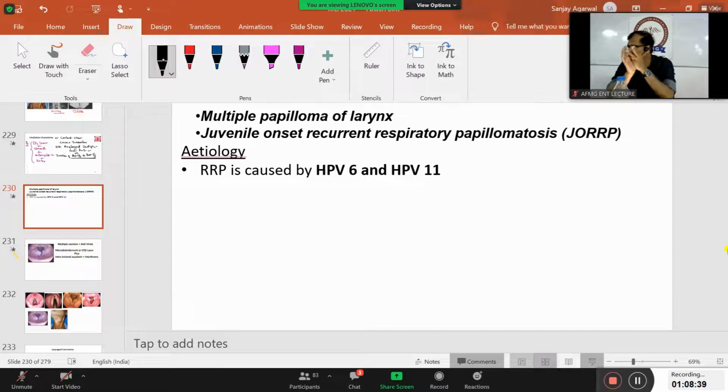So what are the points you know from the name? The name tells me they are multiple in number. Yes or no? They are seen in juvenile age and they are recurrent by nature. So 3 things you know from the name: that they are multiple in number, they are seen in juvenile age group, and they are recurrent by nature.